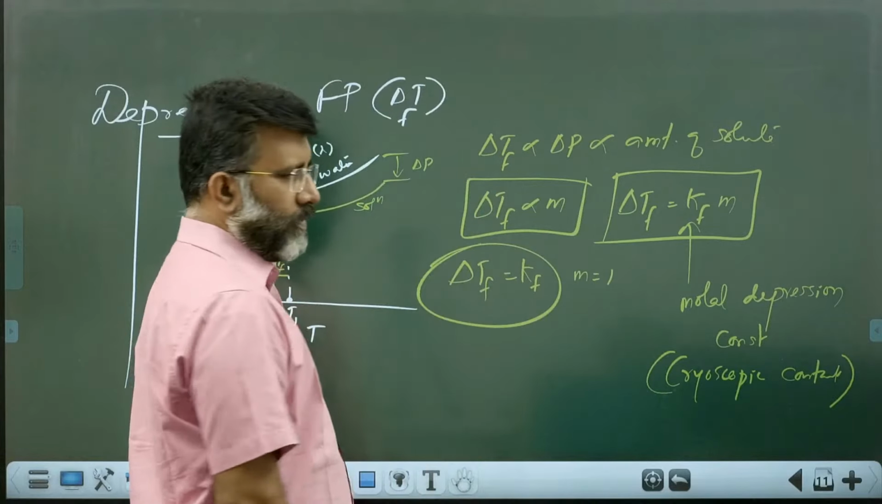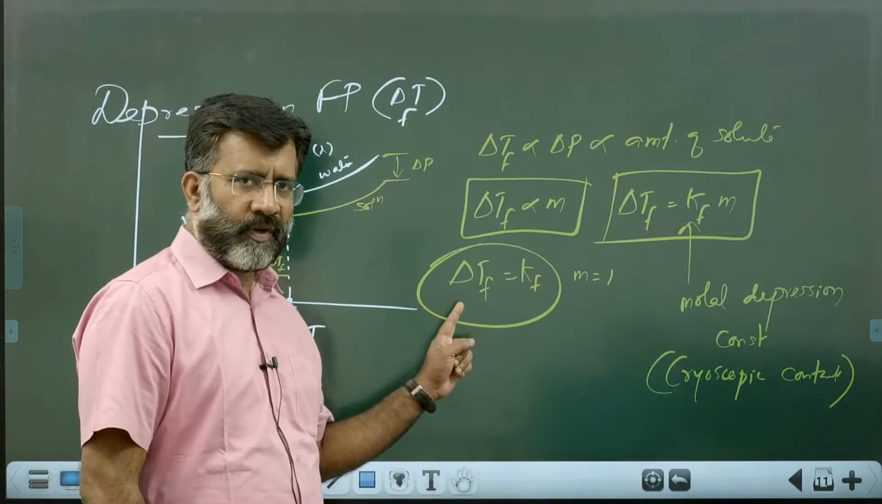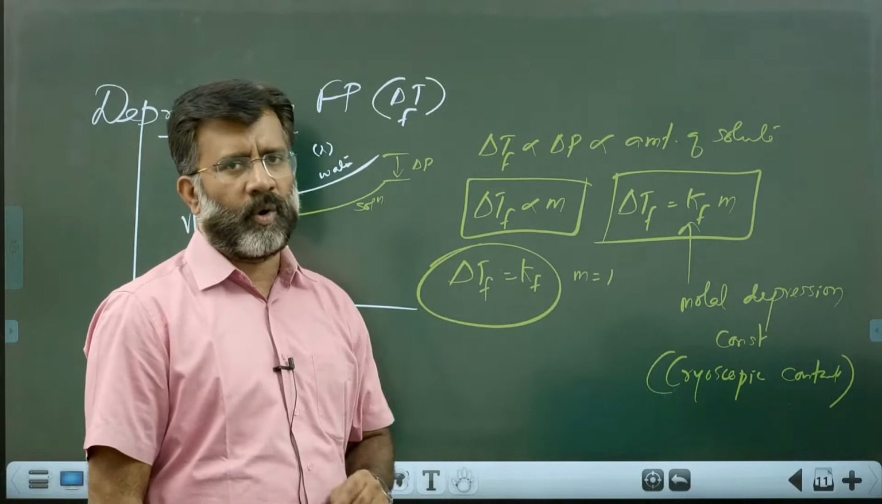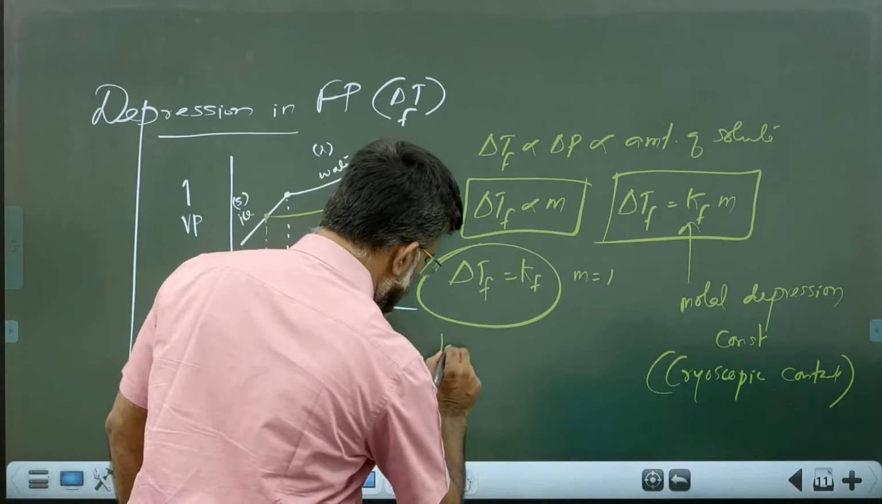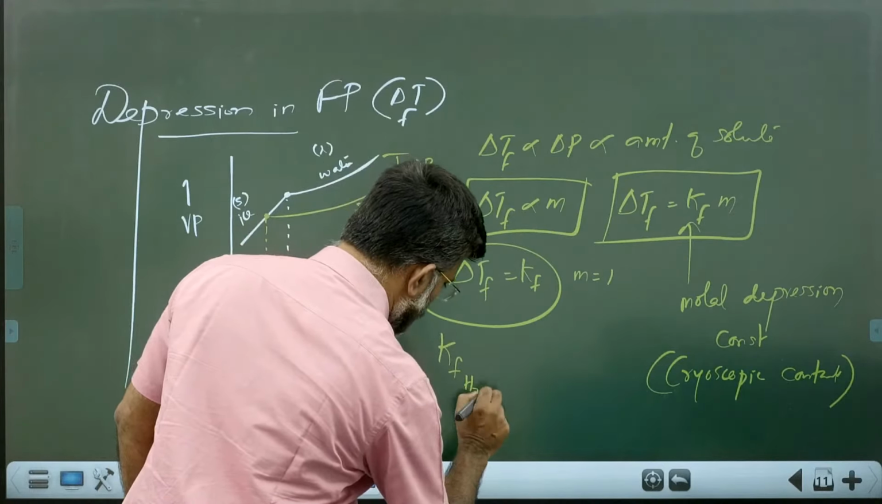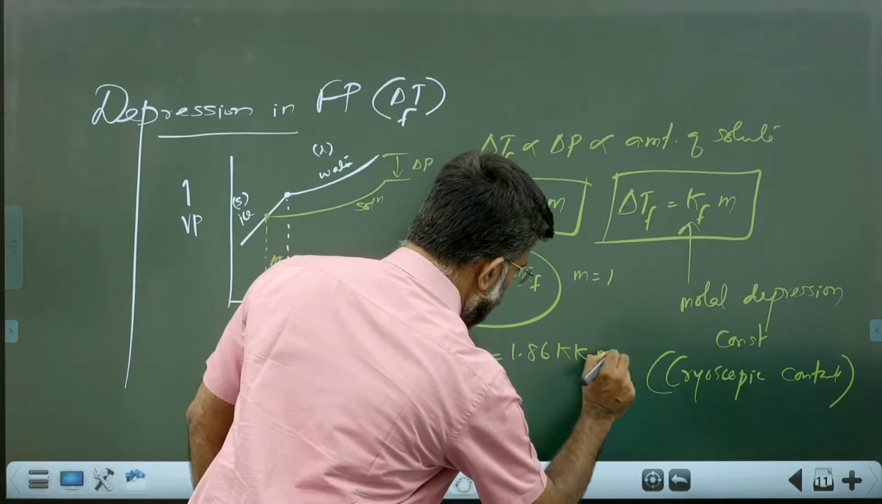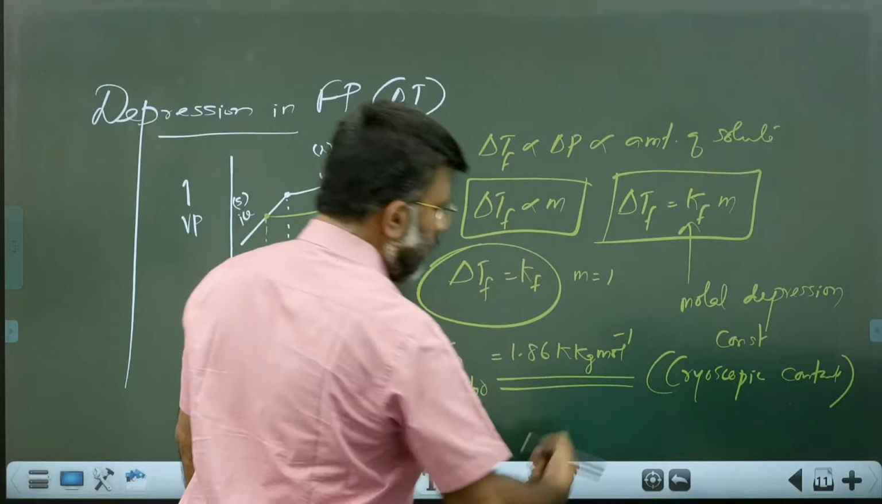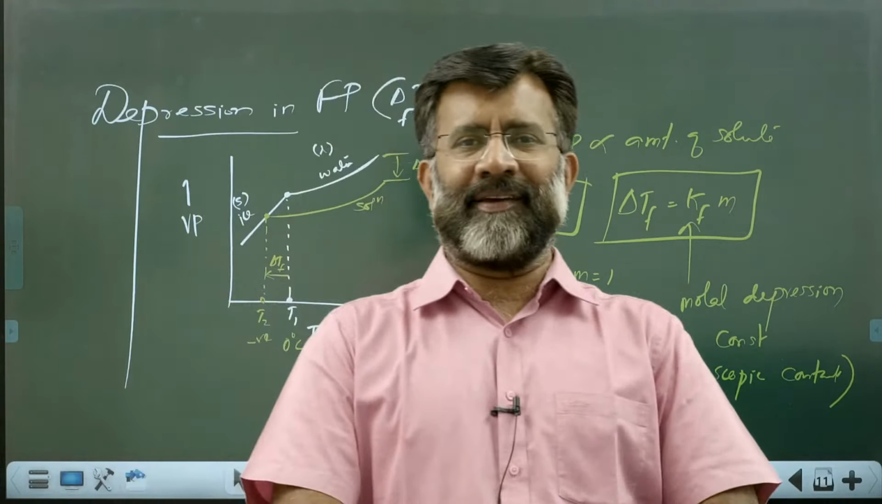So what is the definition? Kf is defined as the depression in freezing point caused by a unimolar solution. For water, the Kf value is 1.86 Kelvin kilogram per mole. Different solvents will have different Kf values.